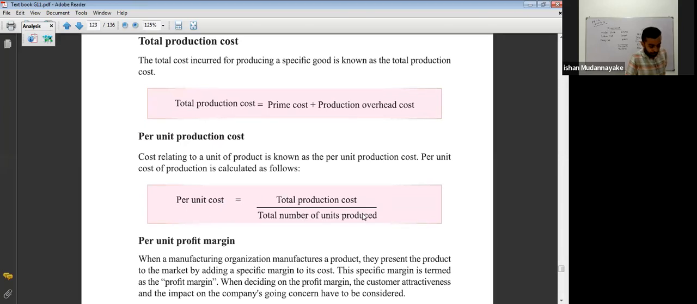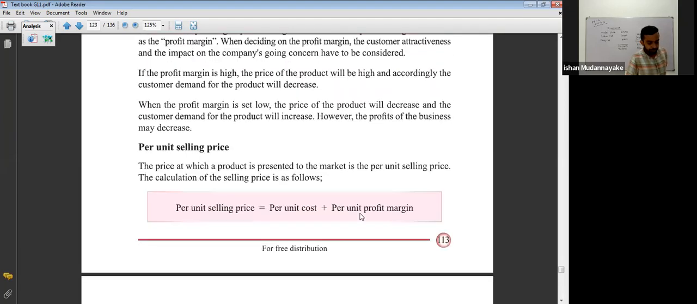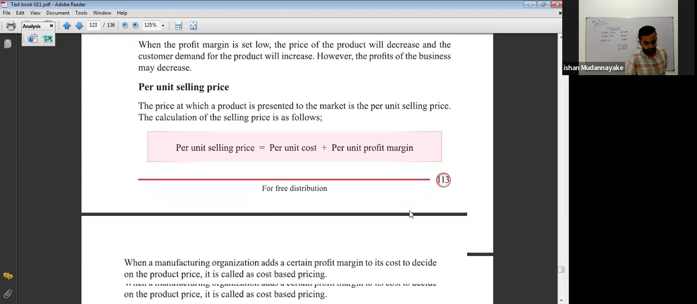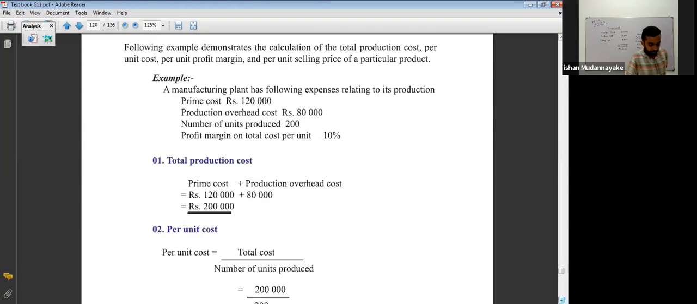Total production cost divided by number of units produced, and then profit margin. You need to add some amount as profit margin here. Per unit selling price equals per unit cost plus per unit profit margin. And then here in pages 114 and 115, you can see one of the examples.